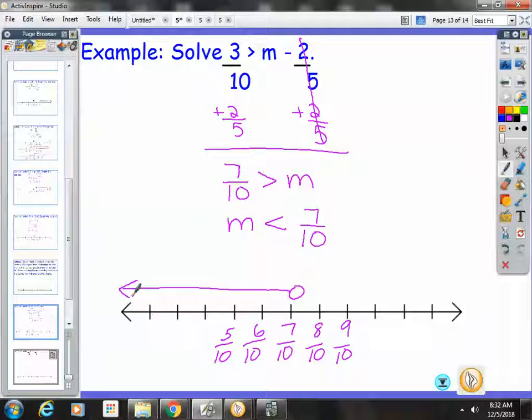Show me with your hands, like do this or this. What does less than look like? This way, right? Looks like an L. Show me with your hands what greater than looks like. This way. Good job.